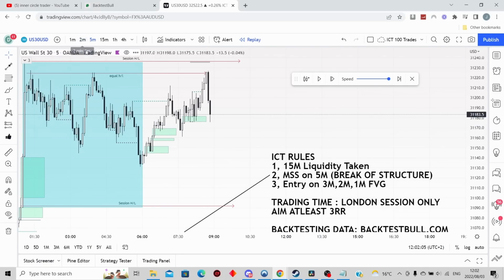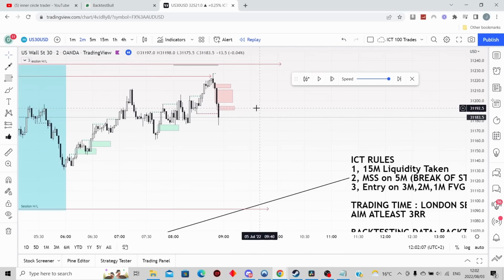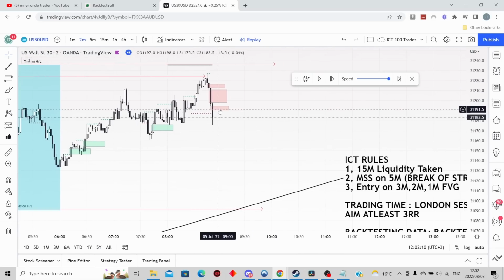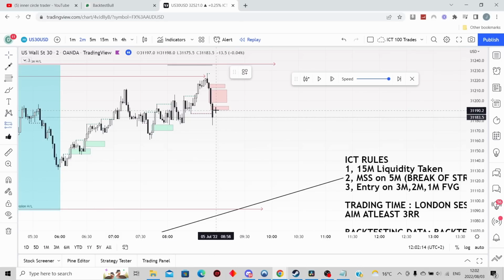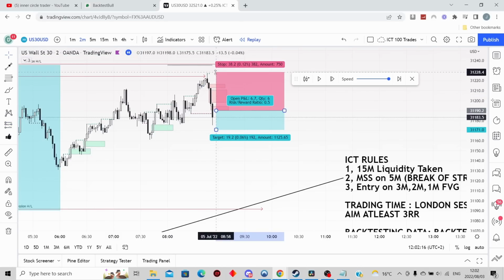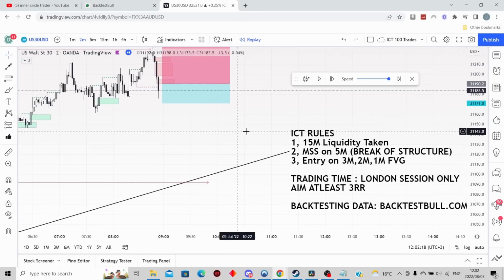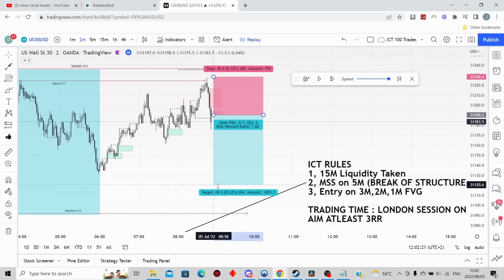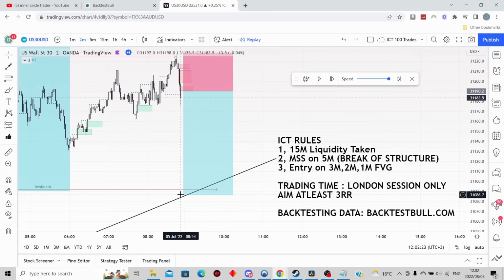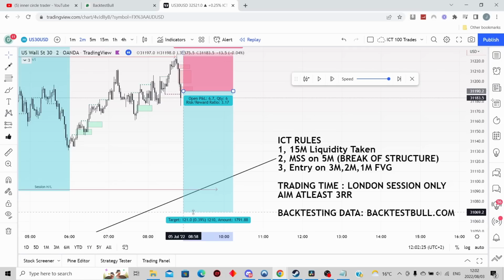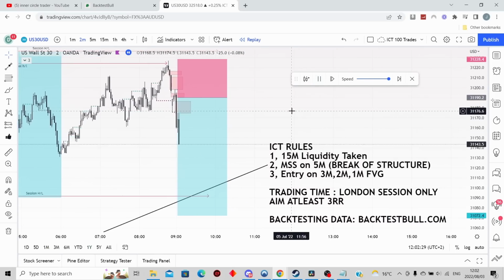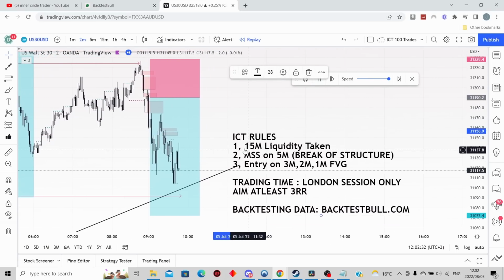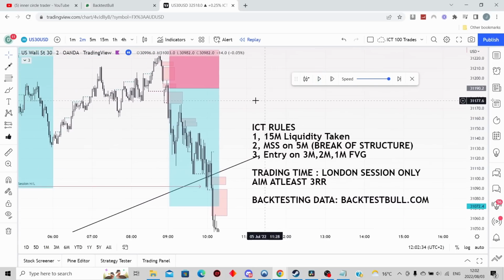We drop down to the 2-minute and look for these FVGs to enter off. So for instance, over here we'd place our position, stop loss above the high of the liquidity that was taken, and we aim for 3 RR. And then let's just zoom past this and see, does it hit TP? And you'll see, yes, it does.